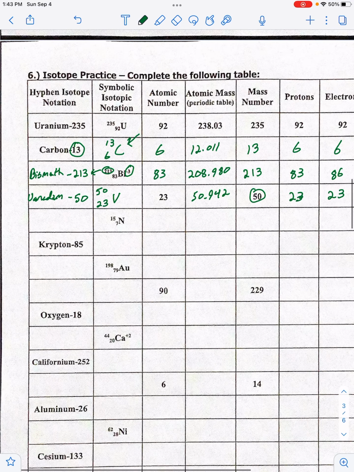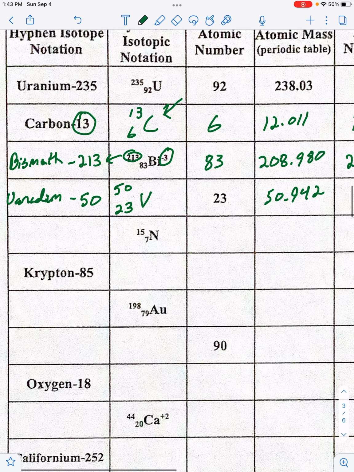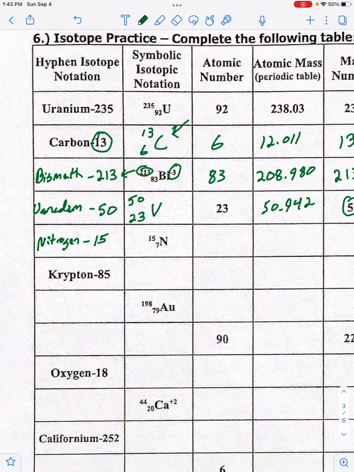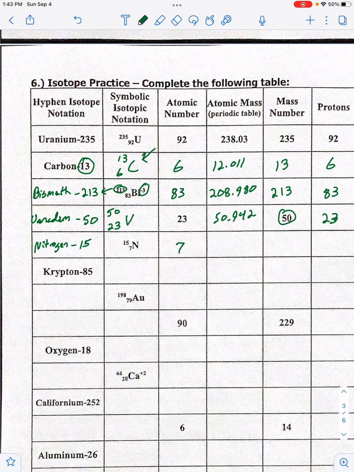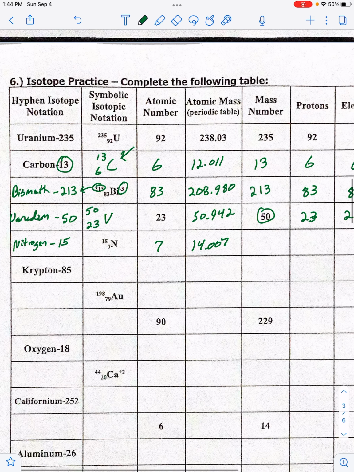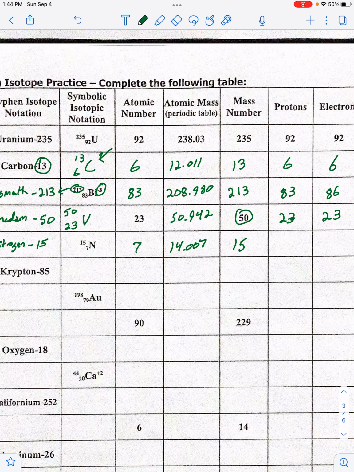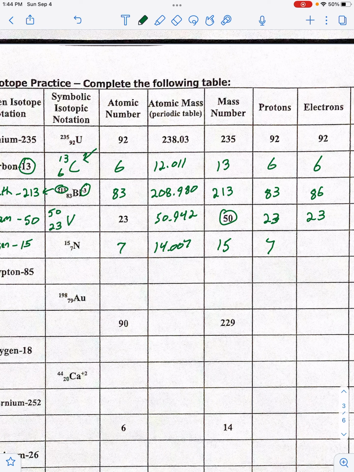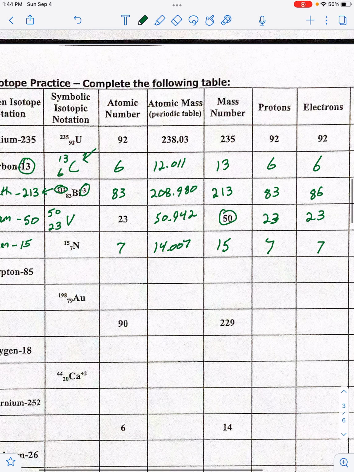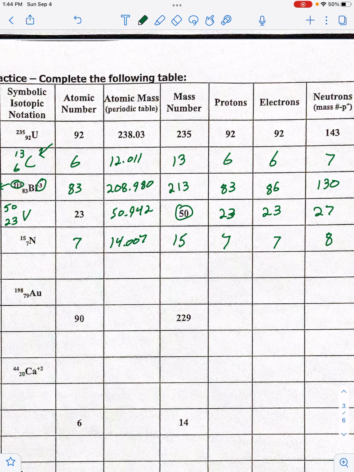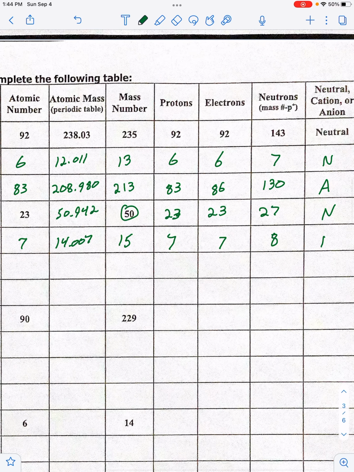Okay. We're going to jump down to the next one, and then I'm going to jump down to a positive so you can kind of see that. Okay, so 15, 7, nitrogen. So N is nitrogen. Dash 15. Okay, my atomic number is the bottom number, so that's going to be 7. Okay, my atomic mass for nitrogen is going to be 14.007. My mass number is 15, which is that top number. My protons is equal to my atomic number, which is 7. I don't see a charge anywhere, so my electrons are going to be the exact same, so 7. And my neutrons, 15 minus 7 is going to give you 8 neutrons, and then I don't see a charge, so it's going to be neutral.